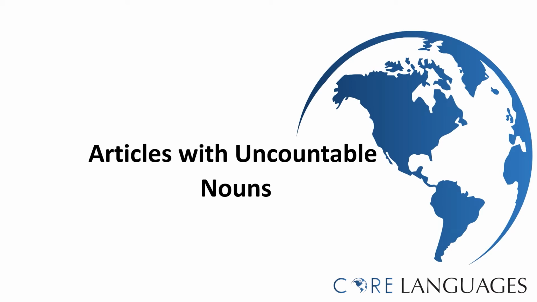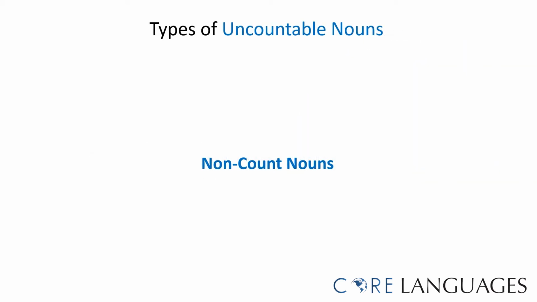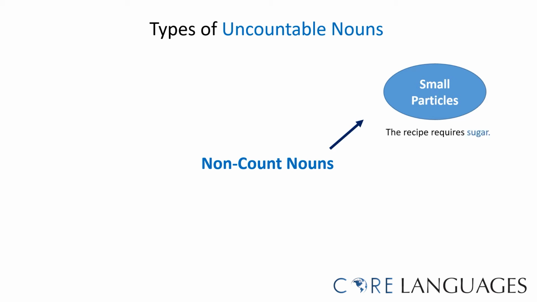Articles with uncountable nouns. There are different types of uncountable nouns, and when formulating a sentence with an uncountable noun, it helps to keep these types or categories in mind. For example, we use uncountable nouns for small particles. The recipe requires sugar.